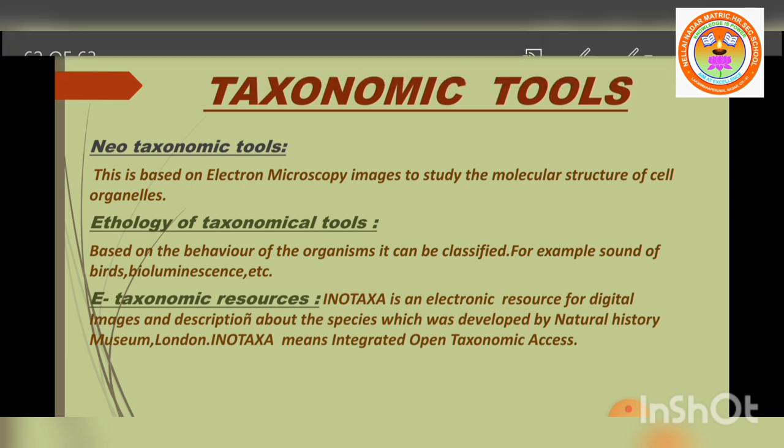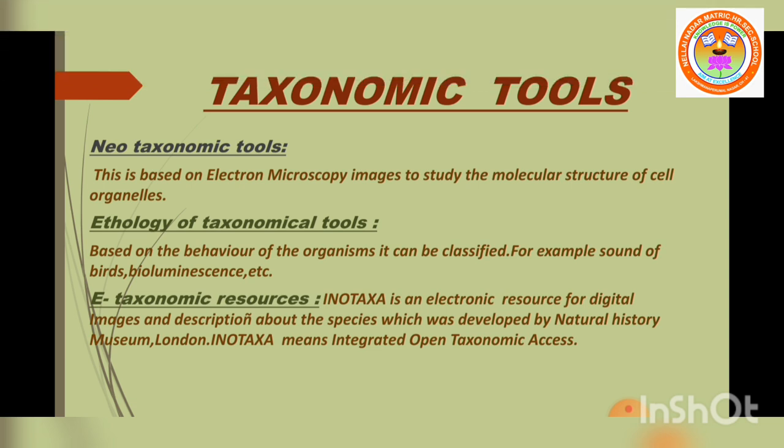Another taxonomic tools are neo-taxonomic tools, ethology of taxonomical tools and e-taxonomic resources. Neo-taxonomic tools are based on electron microscopy images to study the molecular structure of cell organelles. Ethology of taxonomical tools, based on the behavior of the organism, it can be classified. For example, sound of birds, bioluminescence, etc.